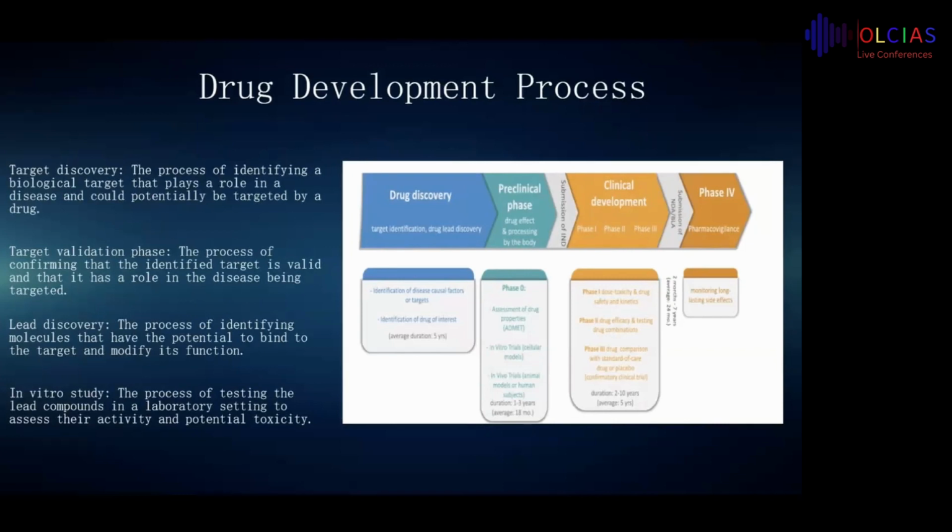Target validation phase means once a target has been identified, it is essential to validate that it plays a role in the disease being targeted. The target validation phase involves confirming the target's involvement in the disease through a series of experiments, including genetic and pharmacological approaches. The aim is to ensure that the target is both biologically and clinically relevant.